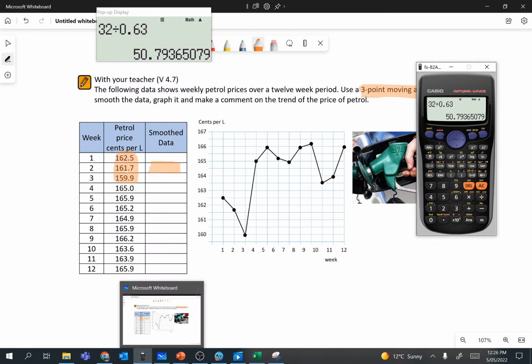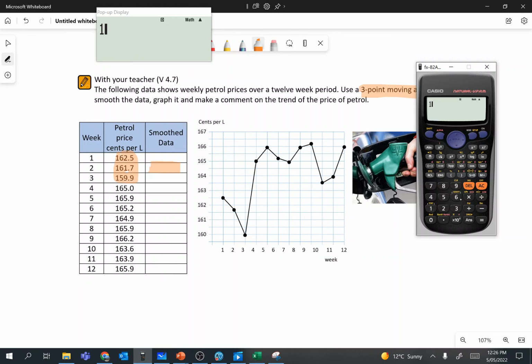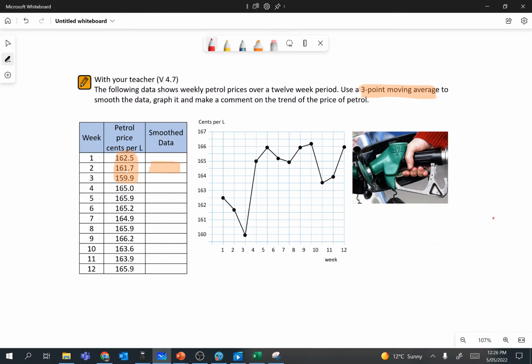So we're going to take those 3 scores, 162.5, actually I'll do it this way, 162.5 plus 161.7 plus 159.9, and I've added them up, and because there's 3 scores in this set, I'm going to average them by dividing them by 3. So I add those up and divide by 3, and the average of those 3 scores to one decimal place is 161.4. So I'll write that down in the table.